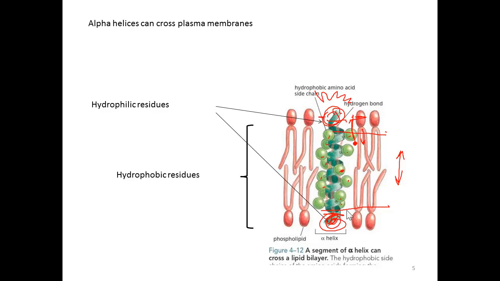Similarly, these hydrophilic residues will not want to be pulled up into this, so it's going to keep it from slipping upwards. So by positioning hydrophilic residues on the edge of this hydrophobic run, you are anchoring the alpha helix in the membrane in exactly the location you would like it to.